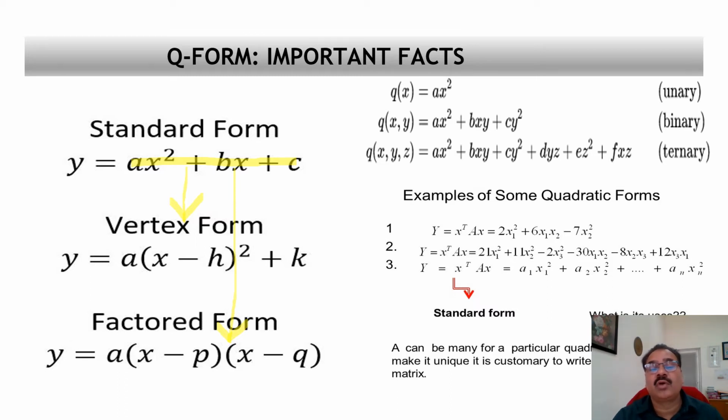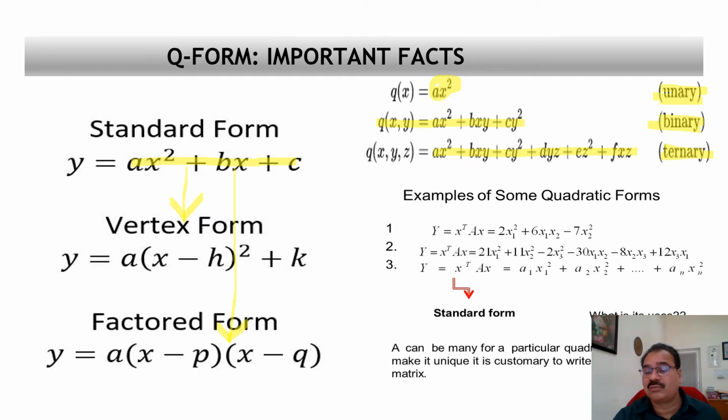Now, the second important fact in quadratic form: if Q x is equal to a x square, then this is called unary. If Q x y is equal to a x square plus b x y plus c y square, then this is called binary. These terms are very important. And if Q x y z is a x square plus b x y plus c y square plus d y z plus e z square plus f x z, then that is called ternary. So this is unary, binary, and ternary.